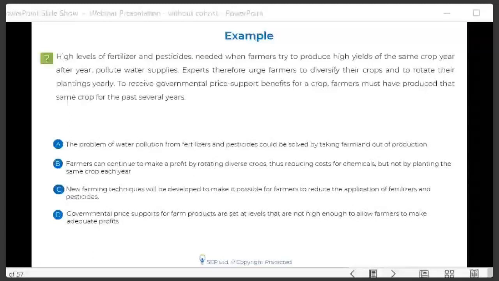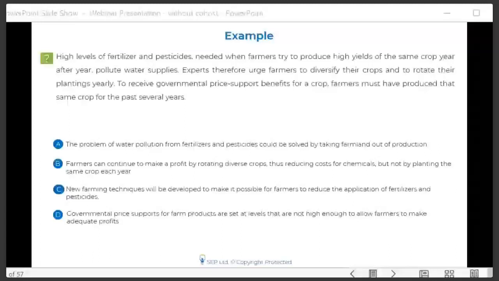Now, with the end of choice B, what we are left with is C and D. C says new farming techniques will be developed to make it possible. What will happen in the future? Nothing is given in the passage about that. So C is definitely out.